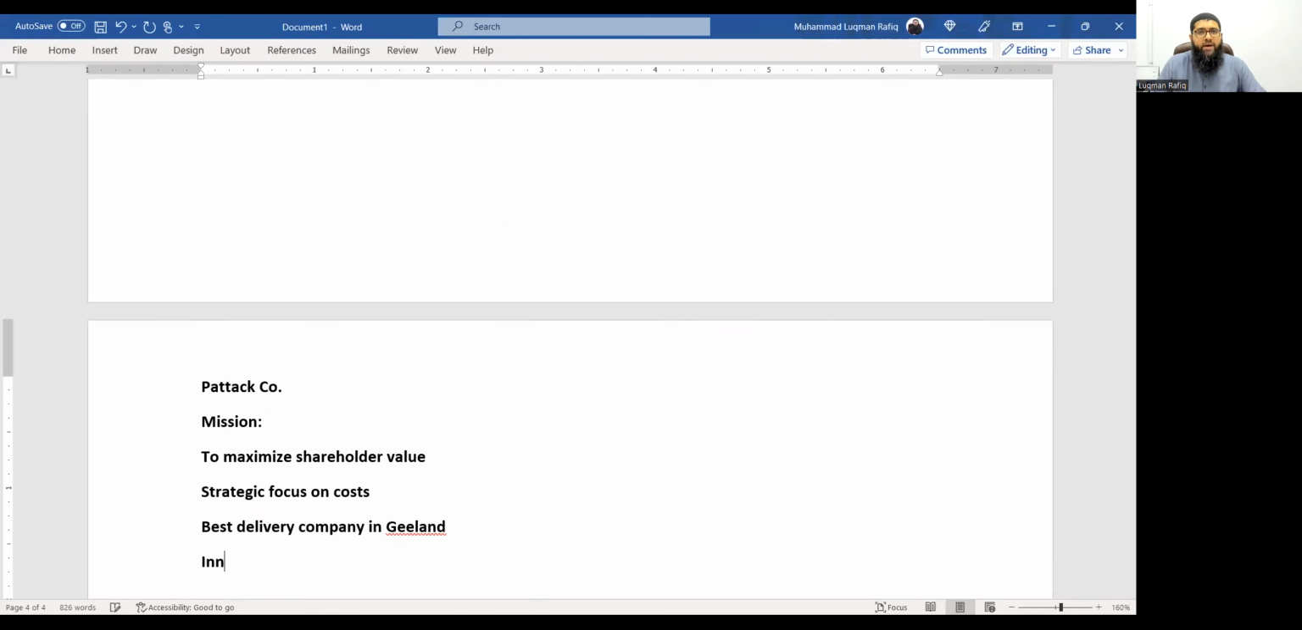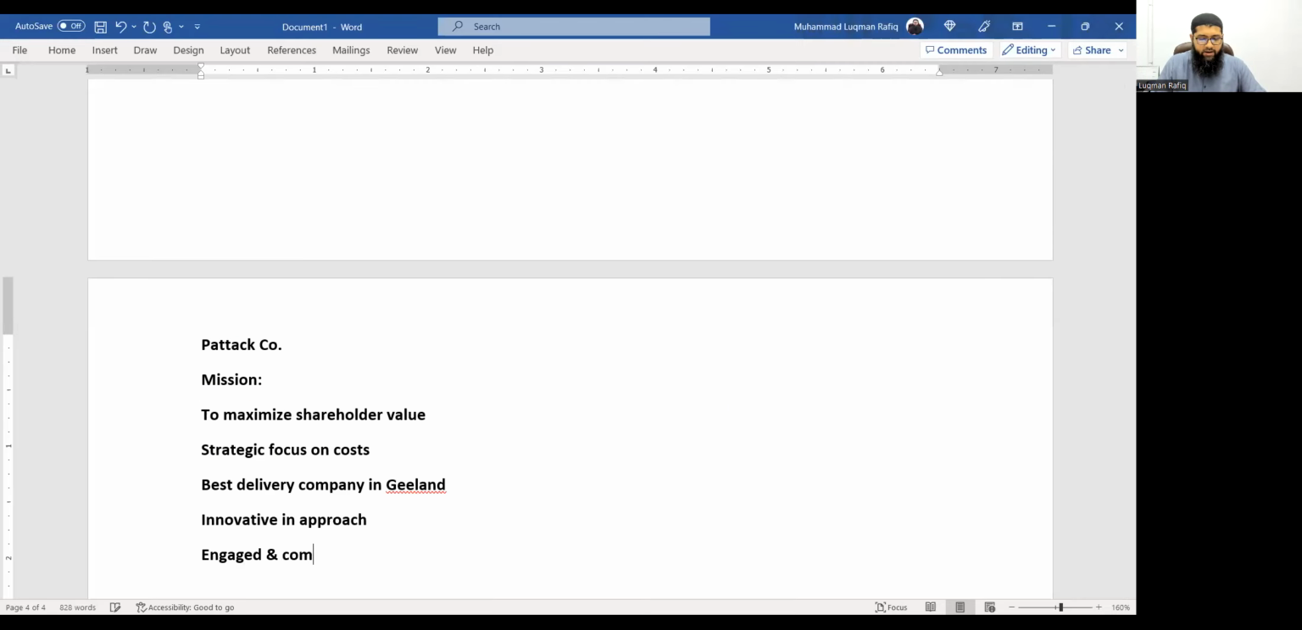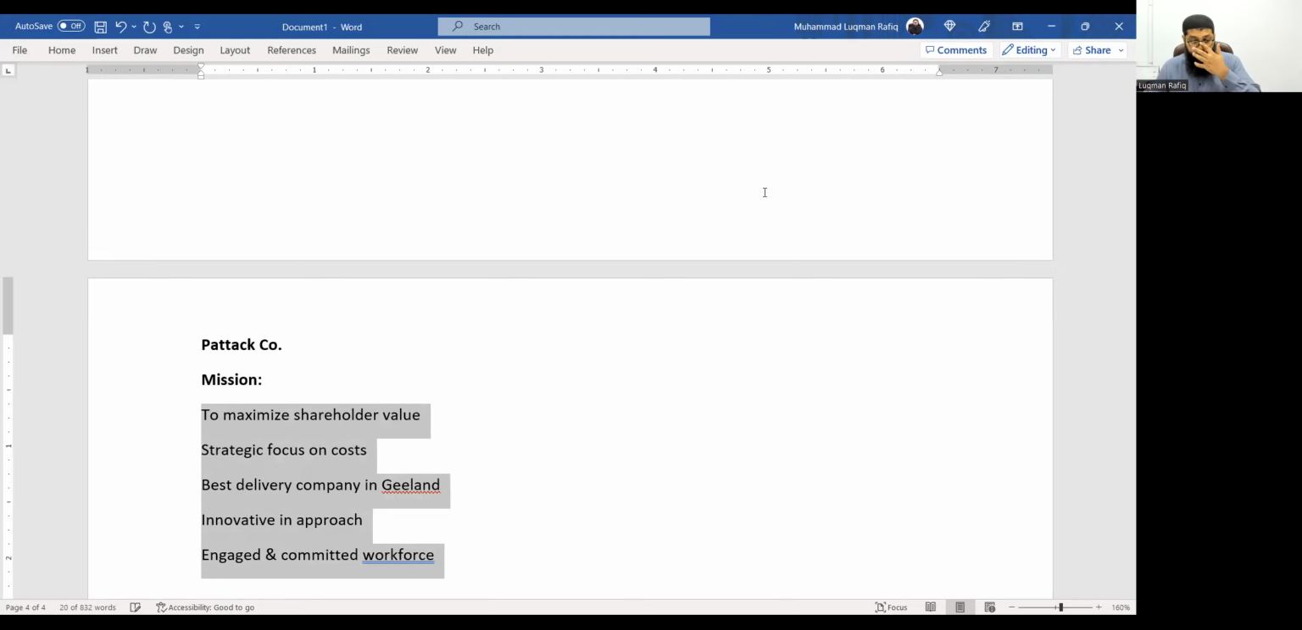They want to be innovative in approach, and they want to have an engaged and committed workforce. Now, all of these aspects are covered in their mission statement. Right? Now, let's try to understand this.